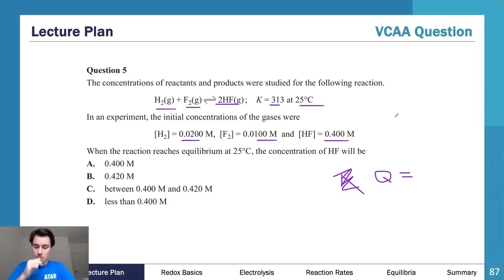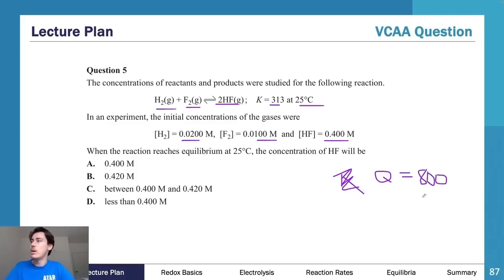And I get 0.00002. Don't know if that's right. Let me do that again. Yep. So I get 0.0002 underneath. So I go 0.16 divided by 0.0002 underneath. And I get a value of 800. So my Q value is 800.